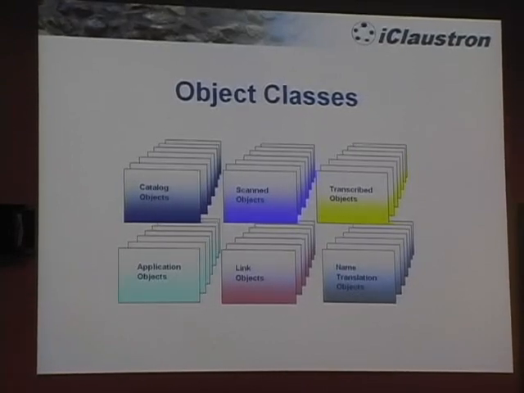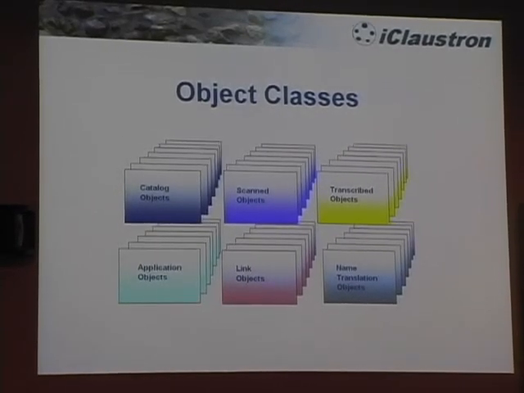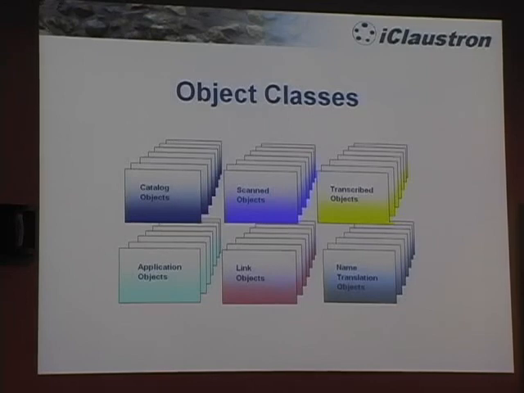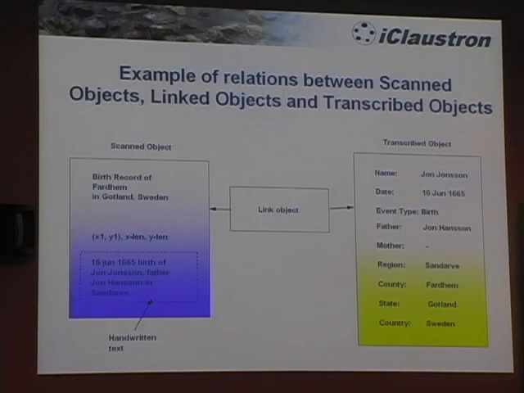And then name translation. If you take the name, for example, Maria, it probably has 17 different spellings in one particular area of a country. So you need to have ways to translate names. This is probably too complex, but this is the conceptual schema.